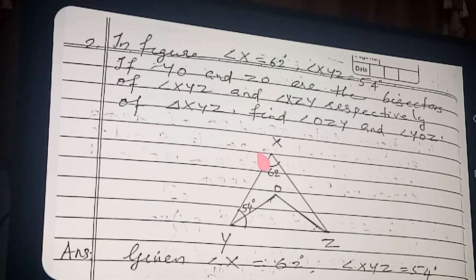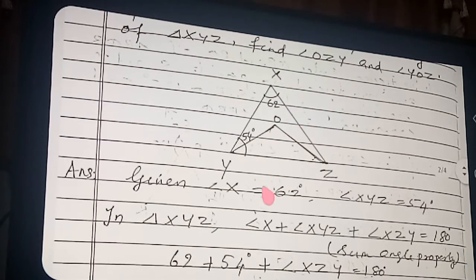Okay. We can go through the sums, one by one you find out. Angle X, how much is given? 62 is given, no? Yes. Angle XYZ, how much is given? 54 is given. So this angle X is known as 62 and this angle Y is known as 54. Then can you find out angle Z?